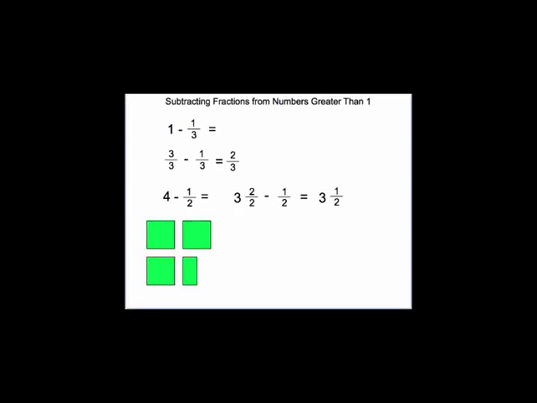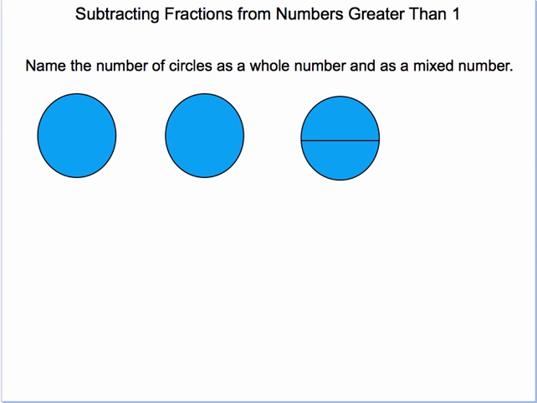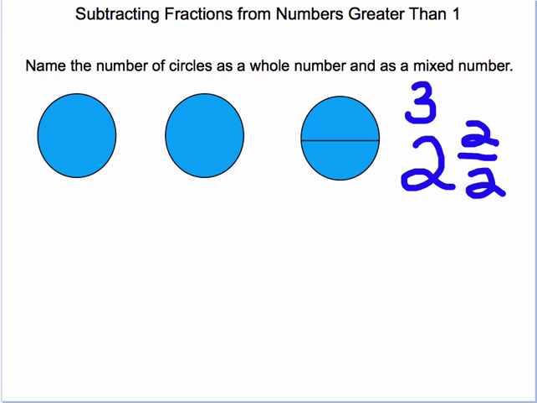Now let's look at a different one. Okay, let's look at this next problem. Name the number of circles as a whole number and a mixed number. Okay, so as you notice, we have 3 circles, but if we wanted to name it with a mixed number, we have 2 whole ones and we have 1 that is divided into 2 halves. So let's look at another problem.